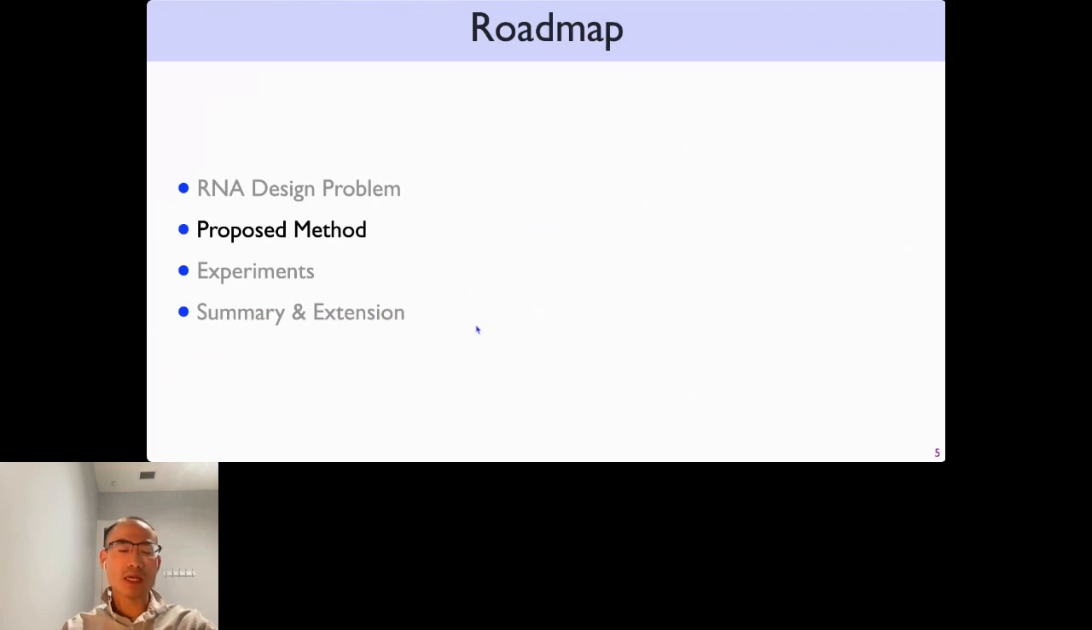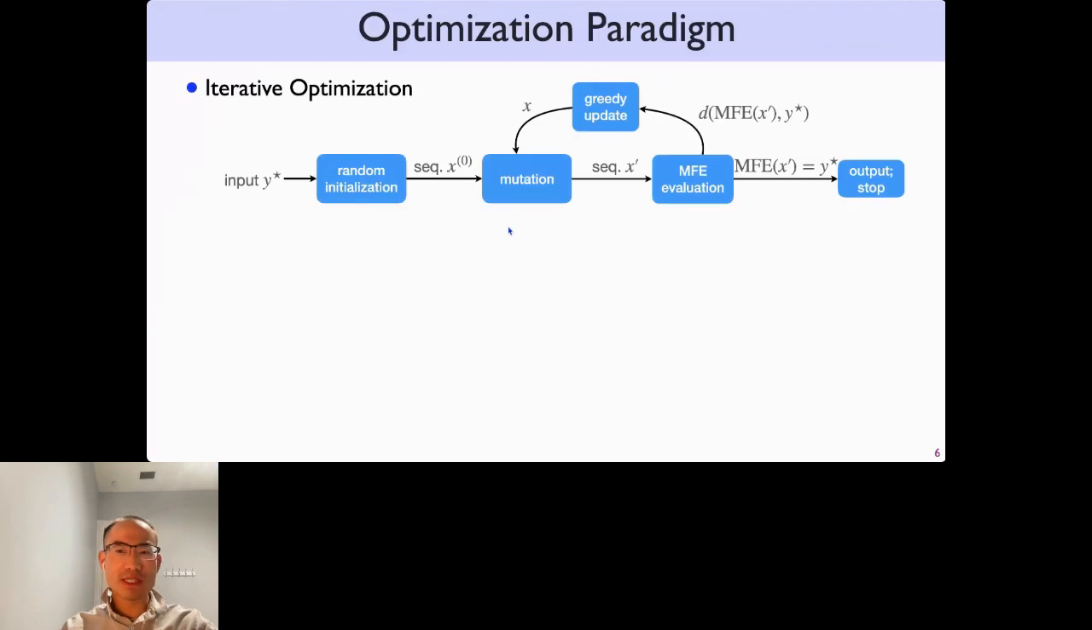So in the second section, I would introduce our proposed method. But let's first look at the general approach for RNA design. Usually, RNA design starts with some randomly initialized sequence, and then the sequence would be mutated and evaluated. If the MFE criterion is satisfied, the algorithm would stop and output the MFE solution. Otherwise, it would go over the process of mutation and evaluation repeatedly.